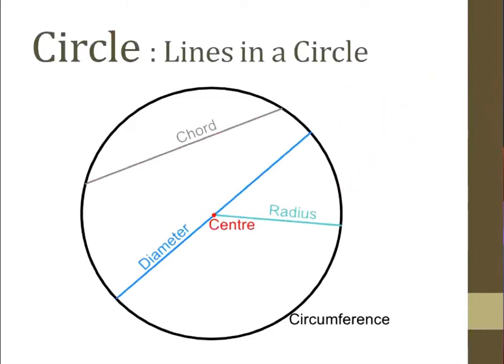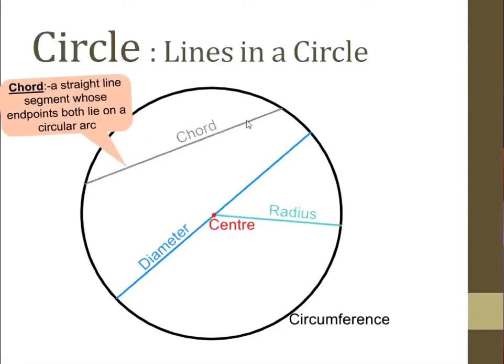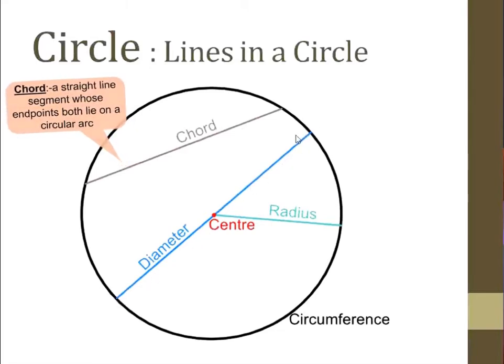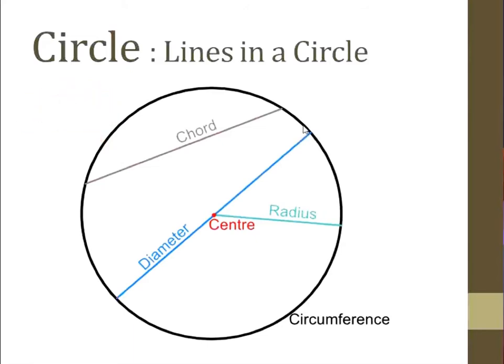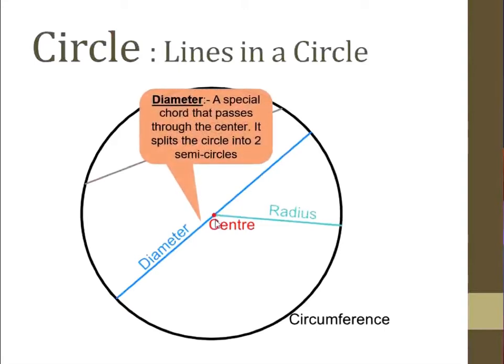Next to the circumference, we have the chord. By definition, the chord is any line that is drawn inside the circle with both ends touching the circumference. From that definition, you can also notice that the diameter is doing just that. Both ends of the diameter are touching the circumference. But the unique feature of a diameter is that it passes through the center. So a diameter is nothing but a chord that passes through the center.